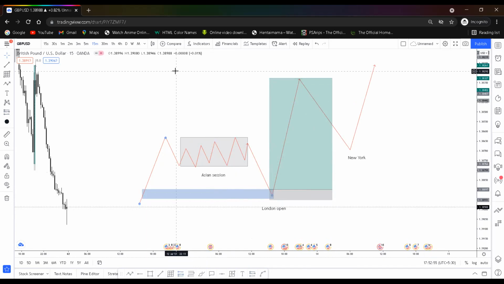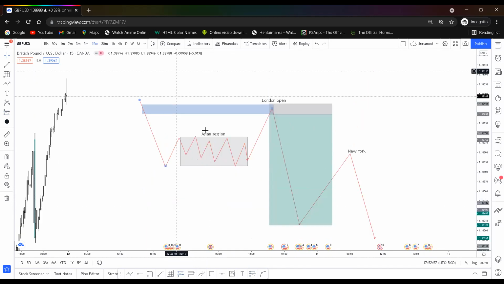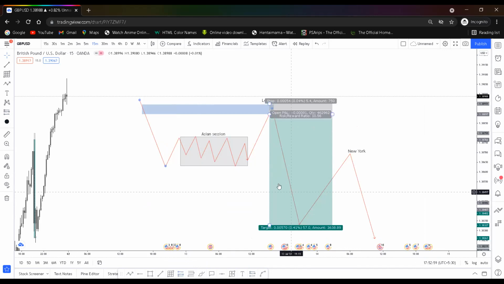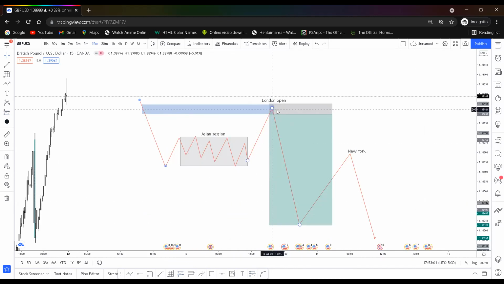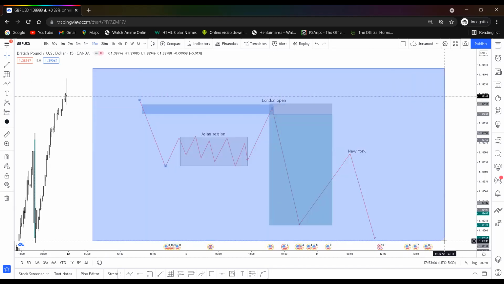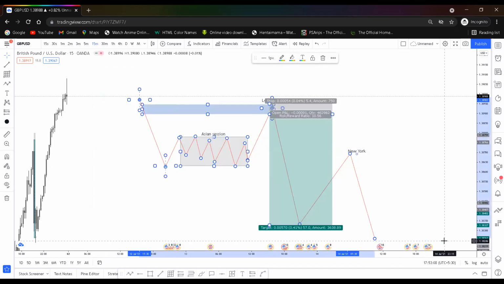And this is vice versa for the other one. So if you're bearish, London Open has the most chance of making the high of the day. Now this is time and price. Okay, that's time and price.